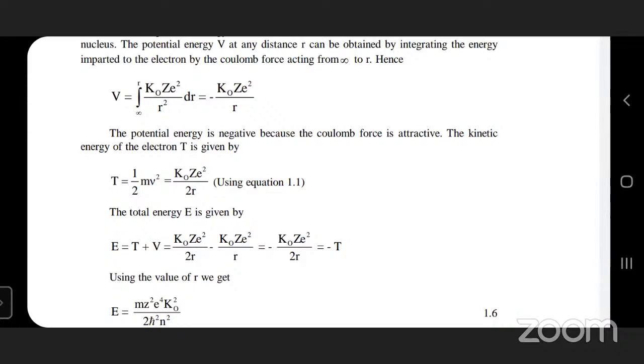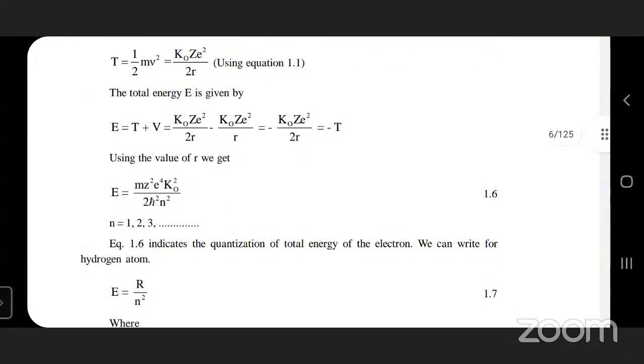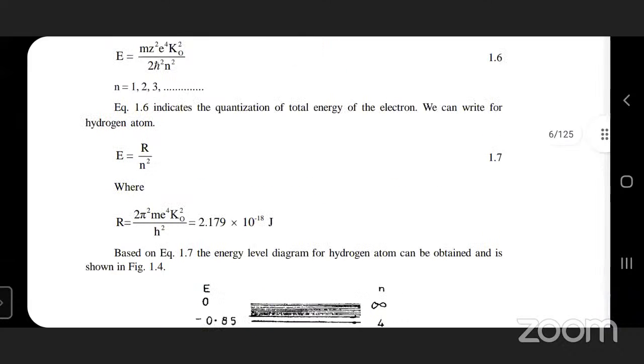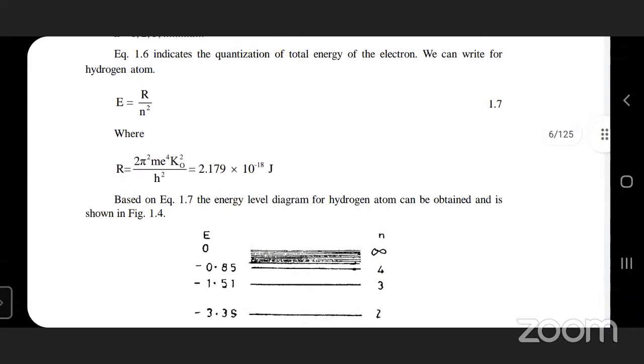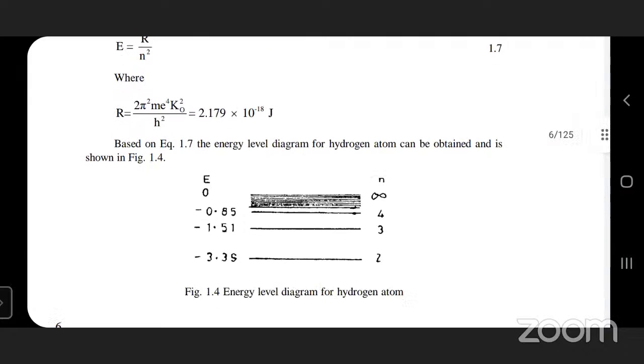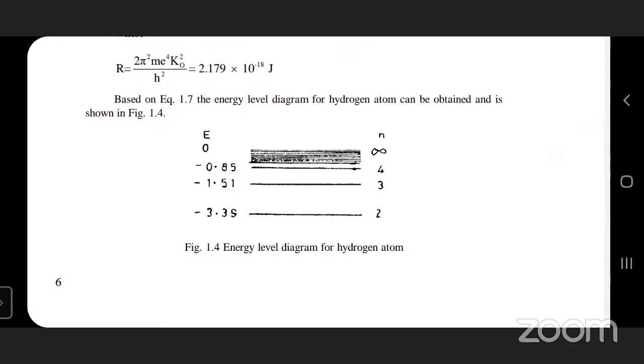The kinetic energy T equals half mv square. By substituting the v square value, you get the T value. So the total energy, which is the sum of the potential energy plus kinetic energy, is E equals T plus V, where T is the kinetic energy. Substituting these values, you get E equals this much value, where R is nothing but the Rydberg constant. So that is the energy level of the hydrogen atom, which consists of only one electron.